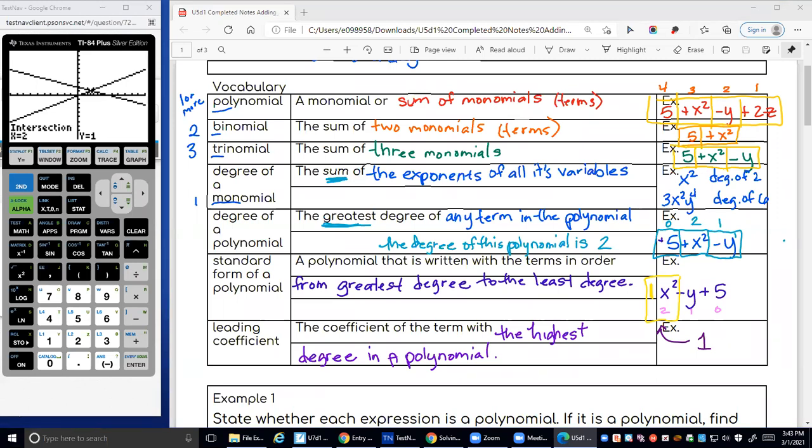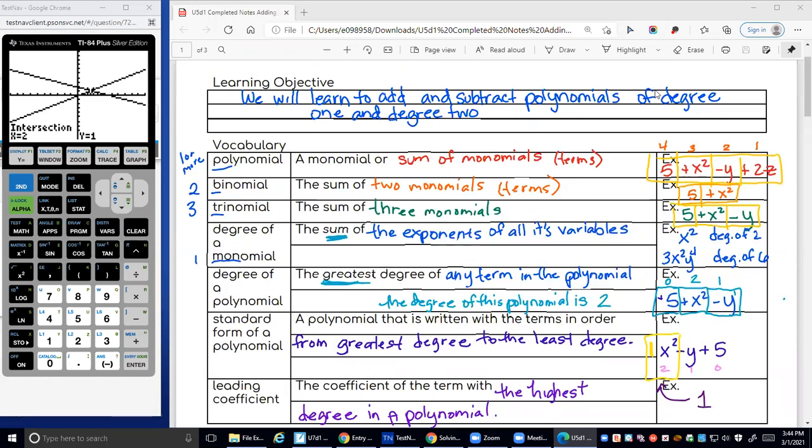But it's a little bit different when we say the degree of a polynomial, right? The degree of a polynomial is where we compare. It's just the greatest. So you look at each monomial, right? You got a degree of 0, a degree of 2, and here you have a degree of 1. And you're just like, okay, what's the biggest number? Well, the biggest number is 2. So this entire polynomial has a degree of 2.